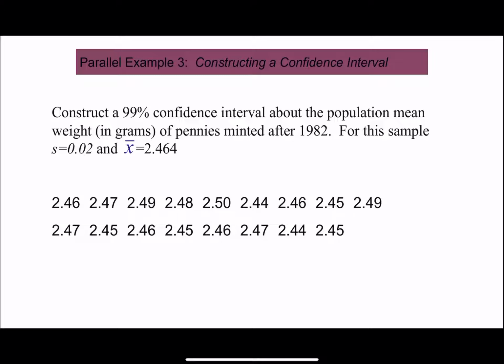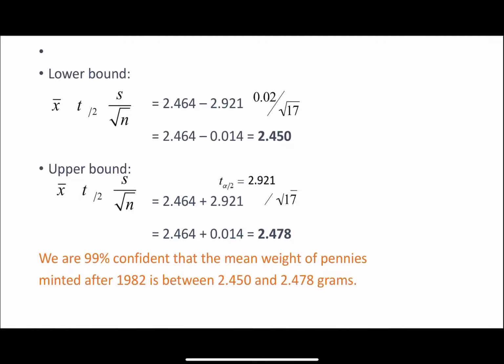For this sample, I put this into the calculator. I put it into that L1 column and used my 1-Var Stats in order to get my sample standard deviation and my sample mean. So this is not the population standard deviation. This is not the population mean. This is the sample. So it's the s and it's the x bar. We're going to use these to construct a 99% confidence interval. And how many pennies do we have here? 1, 2, 3, 4, 5, 6, 7, 8, 9, 10, 11, 12, 13, 14, 15, 16, 17. I have 17 pennies here.